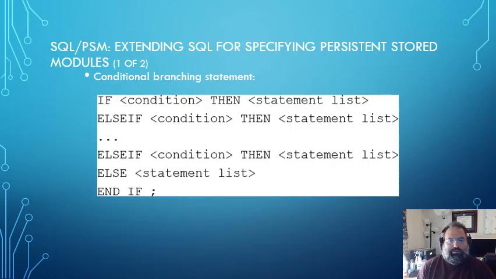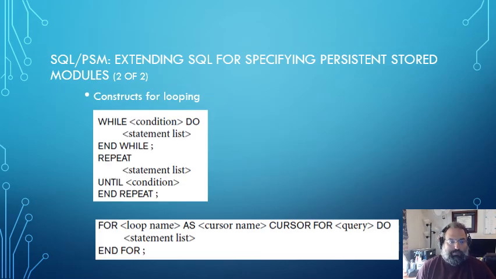SQL/PSM, extending SQL, specifying persistent stored modules, conditional branching. Most SQL implementations have some form of conditional branching inside of the code, and they typically have some form of iteration, even though it may not necessarily be a great idea. That's where looping comes in: while, condition, do, and then end while. Sometimes you have begin and end blocks inside of those loops as well. Repeats and fors are not too uncommon, but they often go against the set-based orientation of most database systems. So this is something to be done with caution.